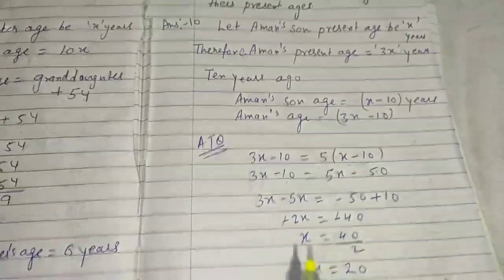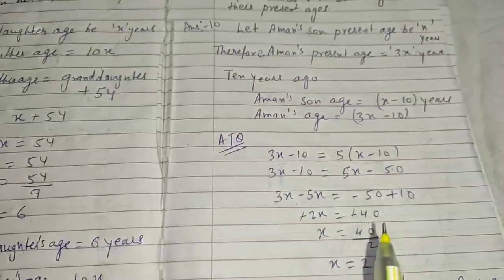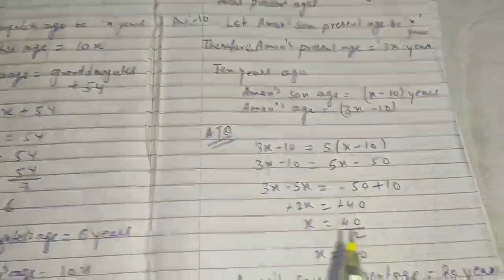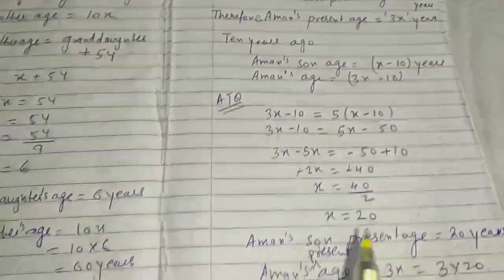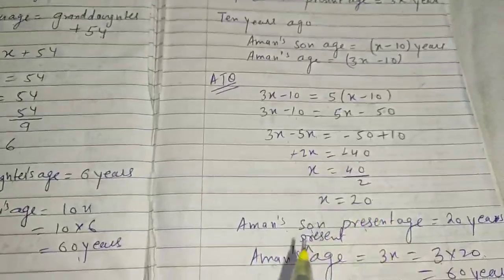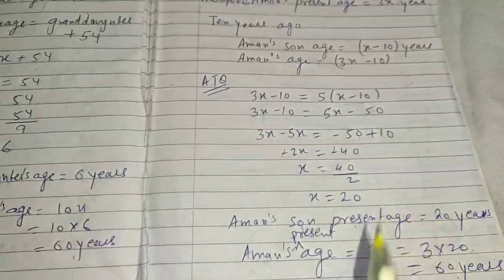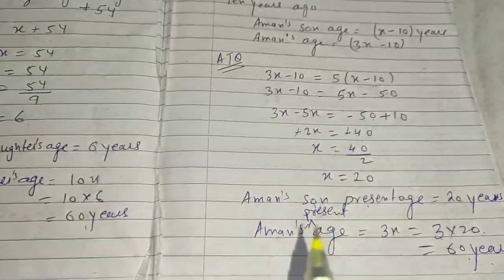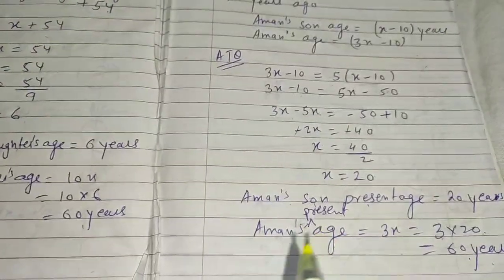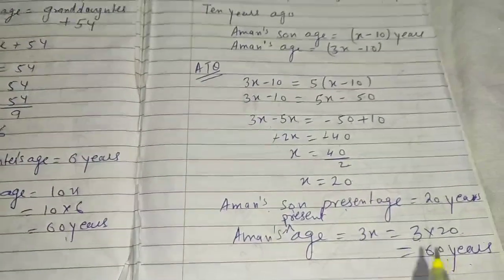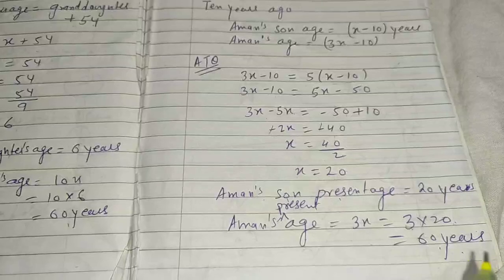Minus 50 plus 10. So this side we will get minus 2x, and on this side we will get minus 40. Minus and minus cancel. So in the next step, 2 will go to the denominator. That means x equals 40 by 2, x equals 20. Hence, Aman's son's present age is 20 years. x is 20. And Aman's present age, I forgot to write, so I have written here, Aman's present age equals 3x, because in the question it is given 3 times. That means 3 into 20, 60 years.